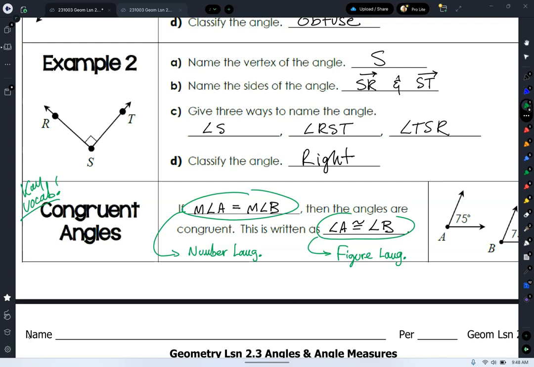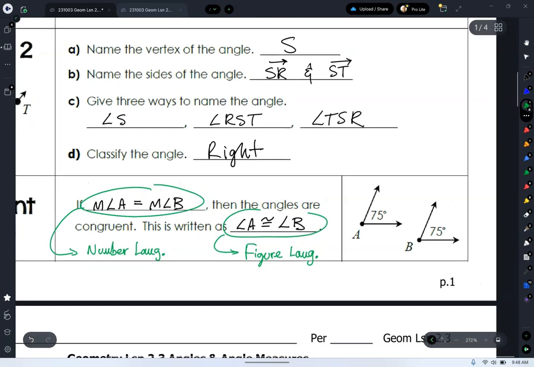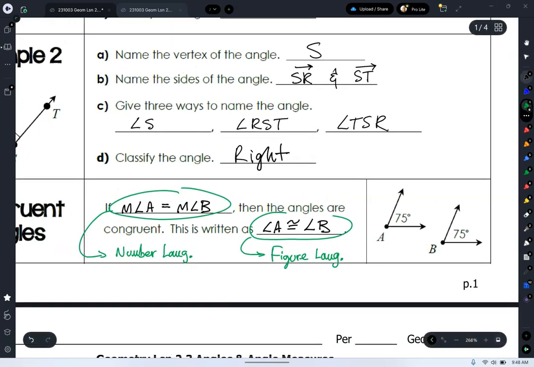Now, the other thing I wanted to talk about was, how do you know from a diagram if two angles are congruent? Well, this is one way that you could tell. You're given two angles and you're given equal degree measures, right? I could say, based on that diagram right there, that measure A is equal to measure B, therefore angle A is congruent to angle B, okay?